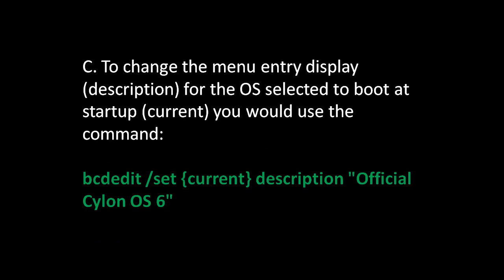Next, to change the menu entry display or description for the operating system selected to boot at startup, that is the standard UUID identifier current, you would use the command BCDEDIT /set {current} description, and then in double quotes, "Official Cylon Operating System Number 6", or whatever you wanted to call it, banana. Of course, with me, it's going to be a Cylon.